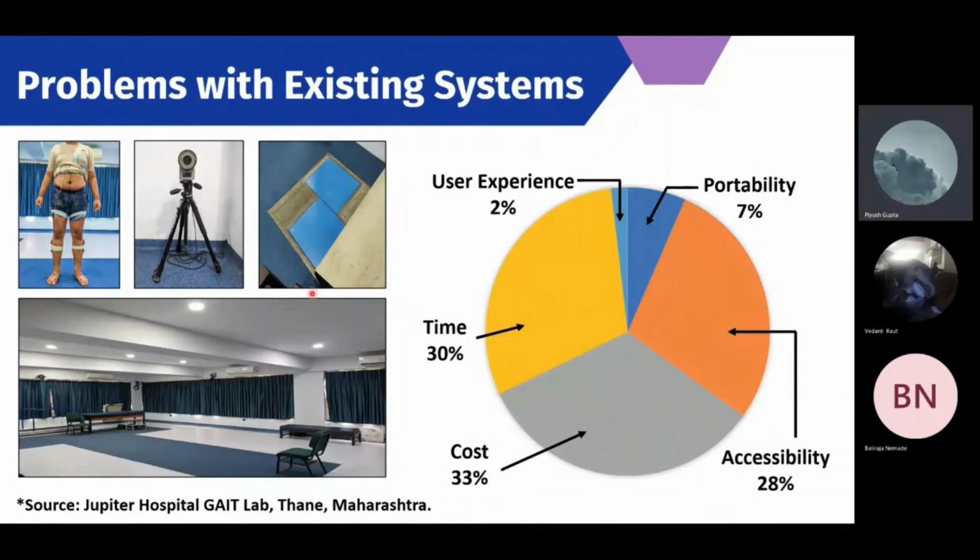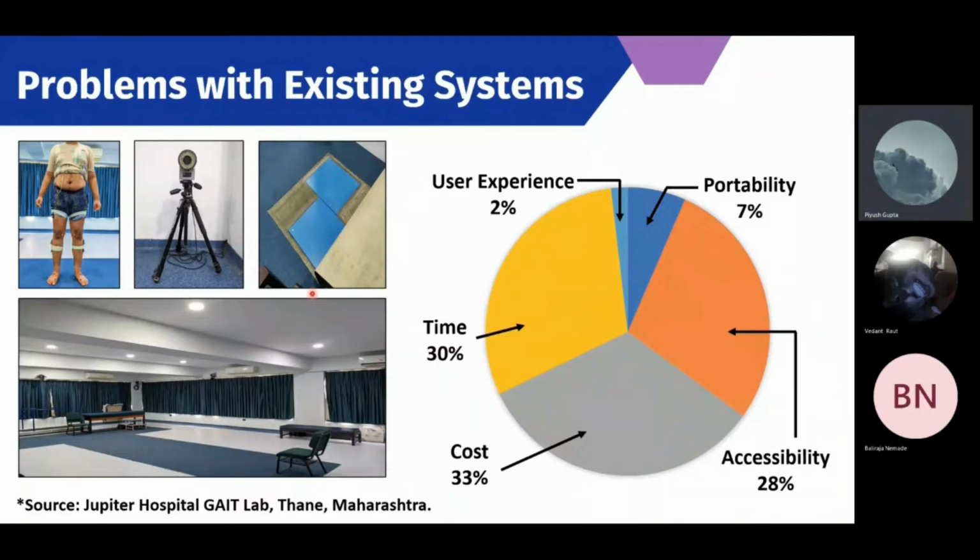From this survey, we also got to know that there are two methods to measure the gait parameters of a patient. First is the manual method, where the doctor just observes with the bare eye and concludes what the problem is with that patient. This technique is very fast, but the problem with it is that the doctor doesn't get any metric data to validate his observation.